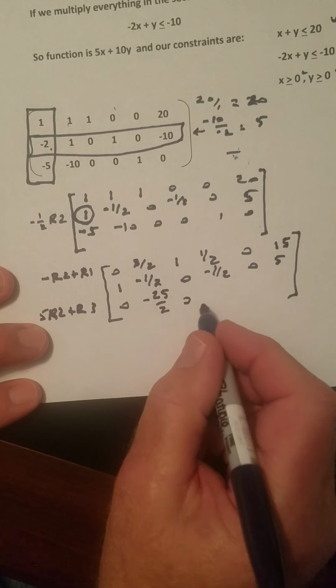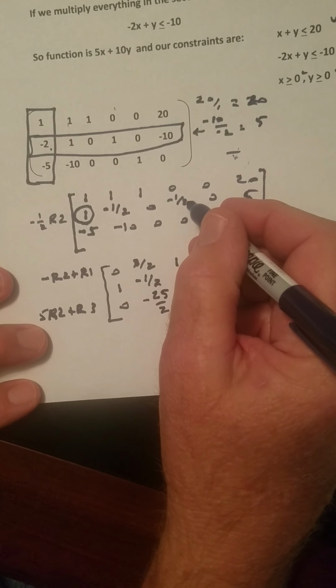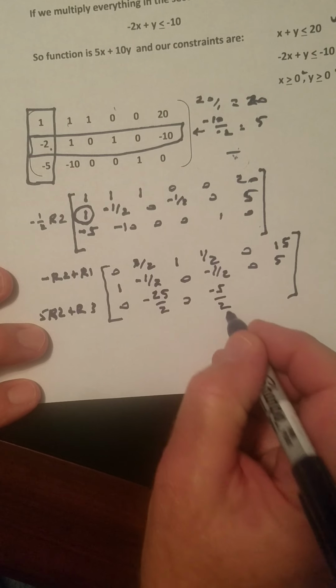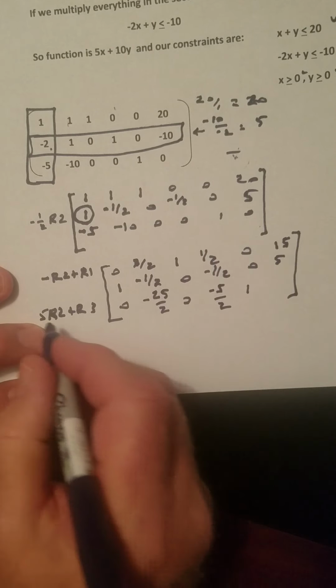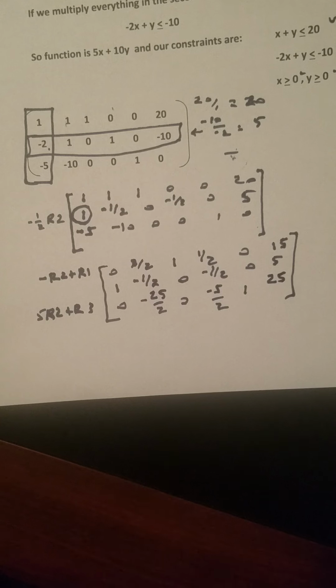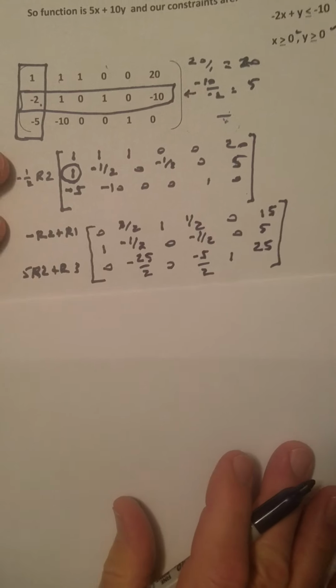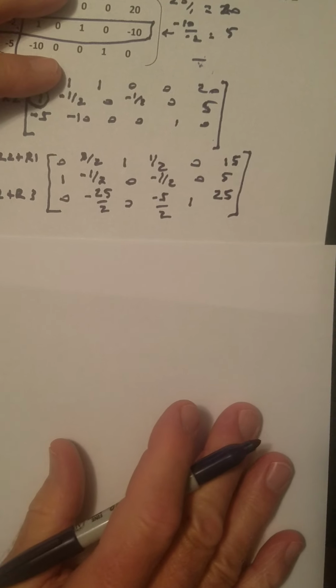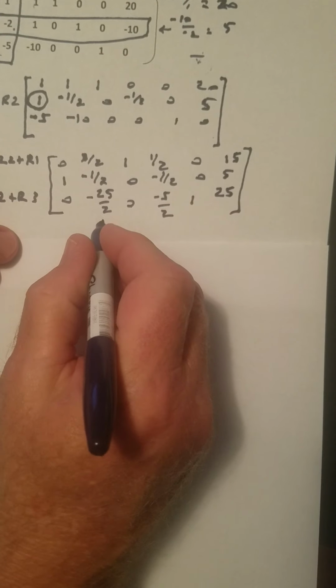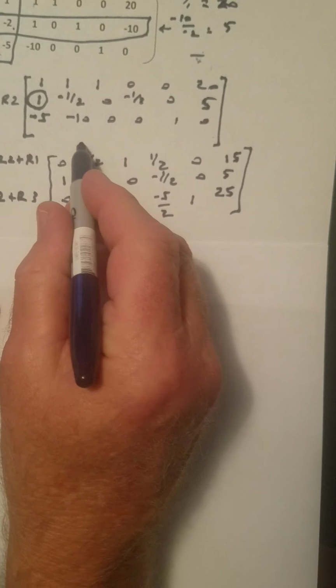0 and 0 is 0. That's going to be 5 times negative 1/2 is negative 5/2, plus 0 is negative 5/2. 0 and 1 is 1, and 5 times 5 is 25, plus 0 is 25. Okay, now what? Well, now we're following the same rules we did before. Biggest negative. So that gives me this column.